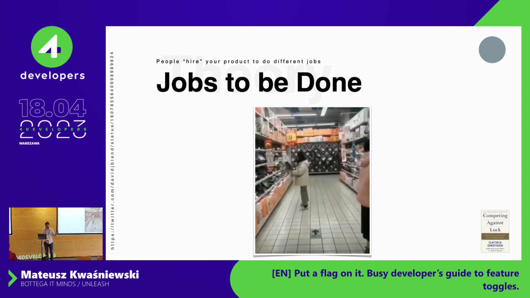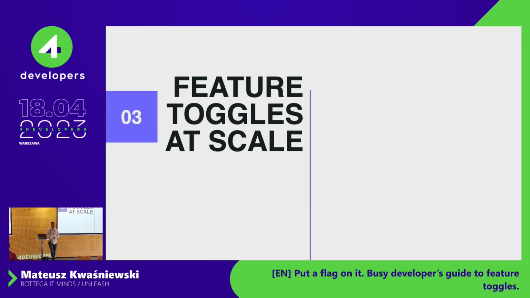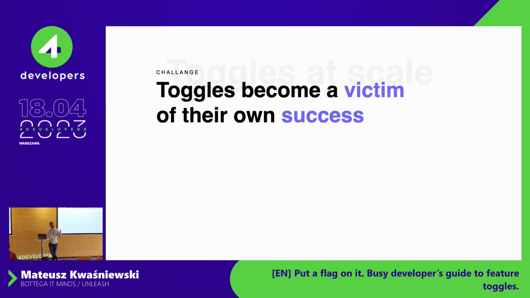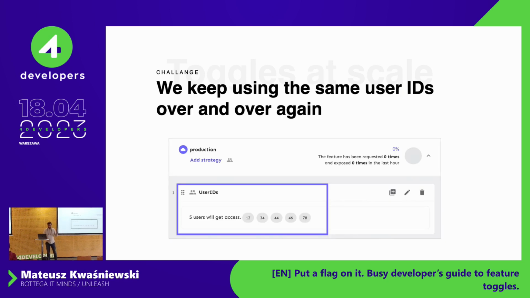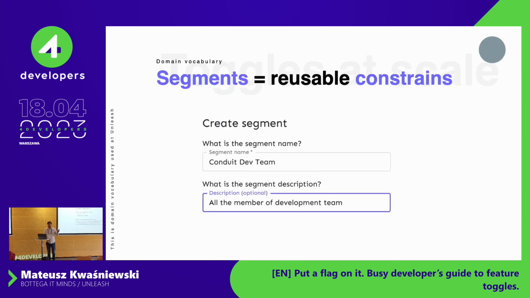Okay, so jokes aside, let's talk about feature toggles at scale, the last part today. As companies adopt feature toggles, they create more and more of them. And very often toggles become the victim of their own success. And this is what happened at Conduit. The team has to type the same 5 user IDs over and over again. So it means there's a missing abstraction. And most feature toggle solution platforms also have a concept of a segment to avoid this problem.